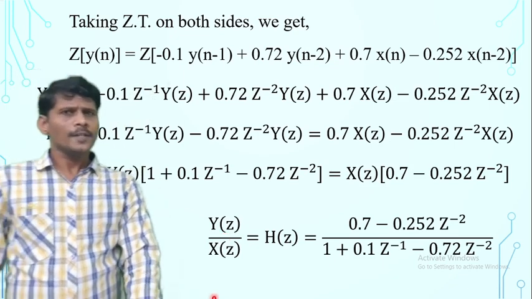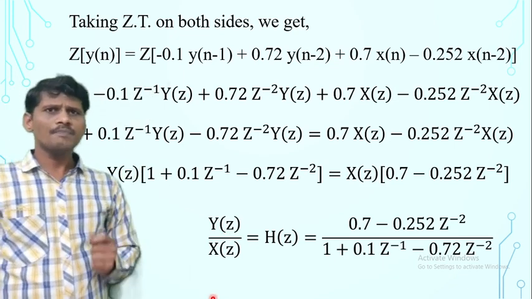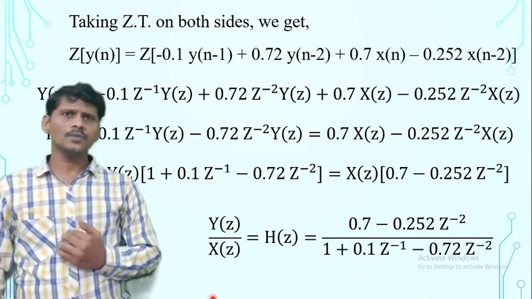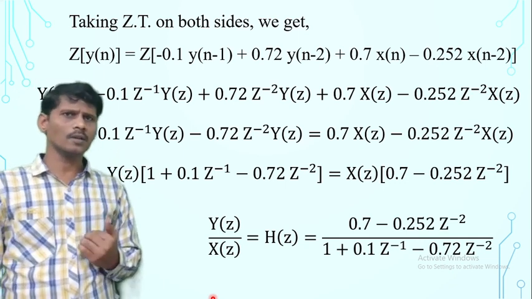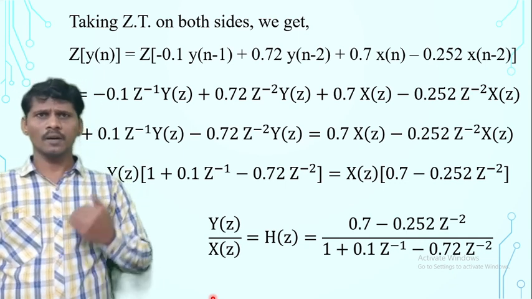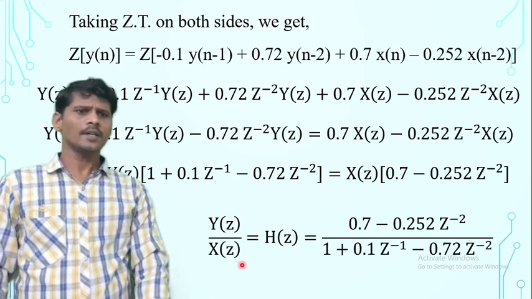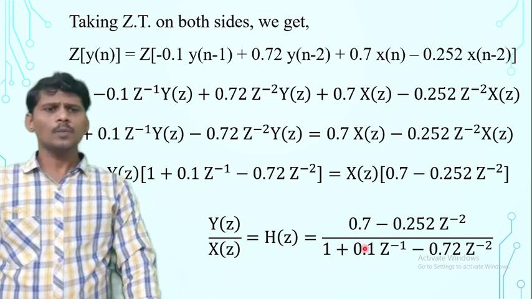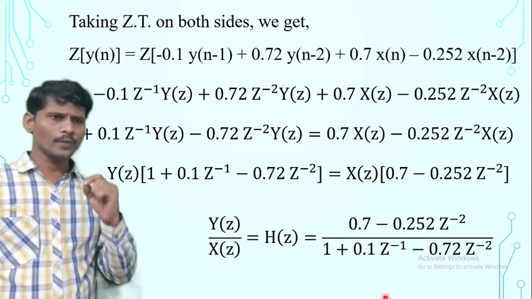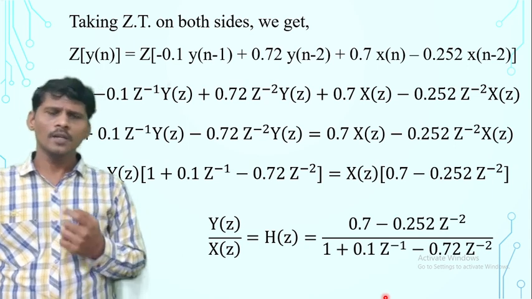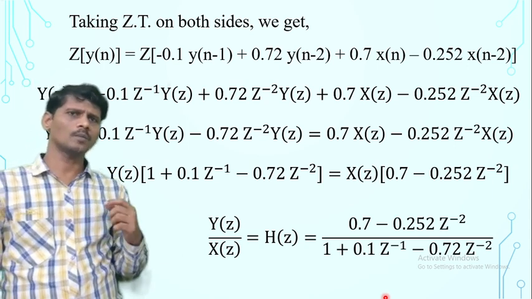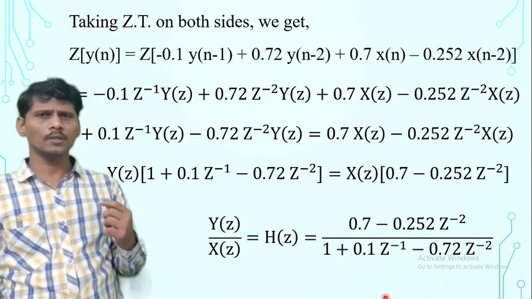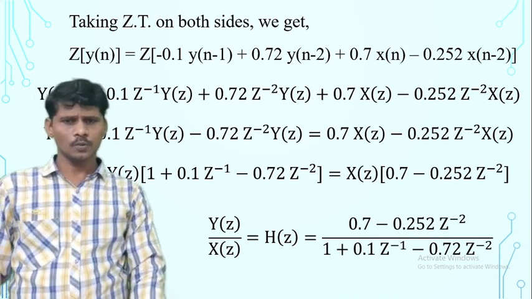So what is Y of z? Y of z is the output of the system, and X of z is the input to the system. The ratio of output by input is called the system function or transfer function. So that is H of z is equal to 0.7 minus 0.252 z power minus 2 by 1 plus 0.1 z power minus 1 minus 0.72 z power minus 2.